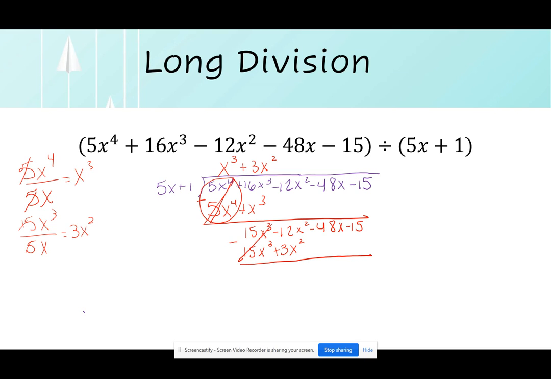Subtract it. Once again, these go away. 12x squared minus 3x squared gives you negative 15x squared. Copy everything else down. Divide again, so we have negative 15x squared divided by 5x gives you negative 3x. So we're going to put a minus 3x up top. Multiply it by your 5x plus 1. We get negative 15x squared minus 3x.